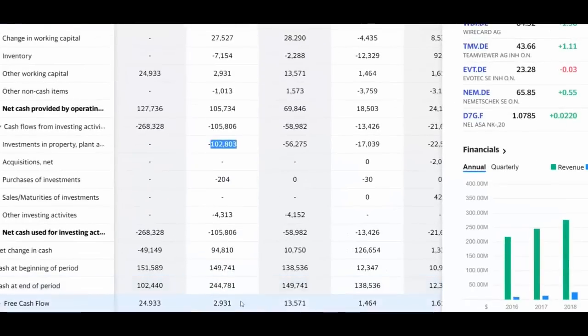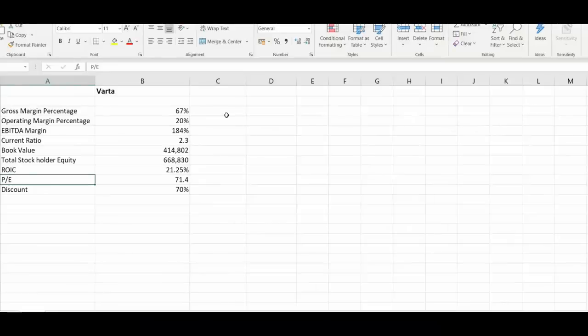Okay, so the last thing which we need to check is the net free cash flow. So free cash flow in the trailing 12-month period is around 24 million euros, which is good. That means they can do anything, whatever they want with this cash. Okay, so after checking all the numbers from the balance sheet, I have summarized all the margins and the numbers which I usually consider. So let's quickly check all of them.